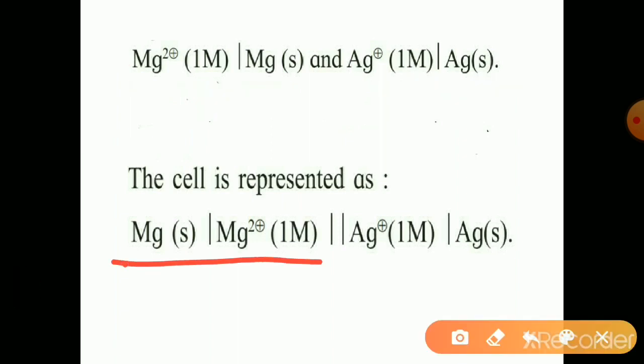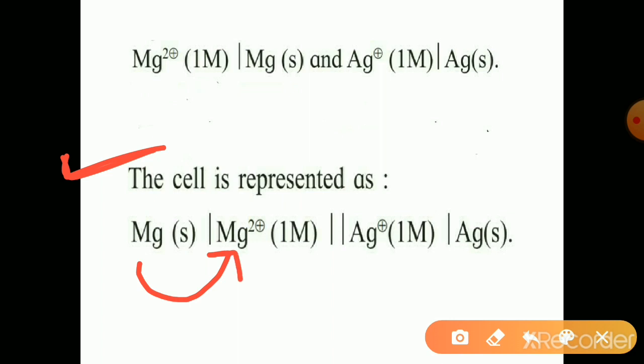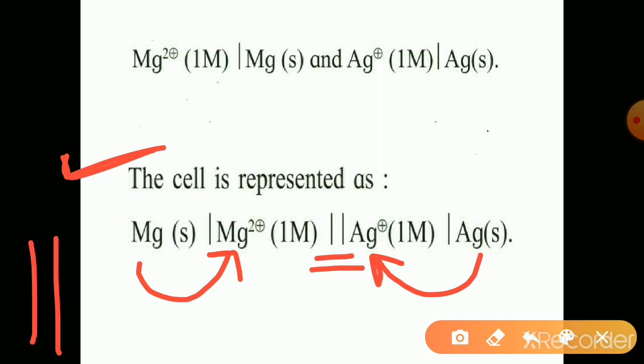So the magnesium electrode is shown on the left as it is the anode, and the silver electrode is shown on the right as it acts as the cathode. This is a cell representation, the overall cell we are representing. First the oxidation half is shown and then the reduction half is shown, and both are connected by a salt bridge, which is indicated by two vertical lines.